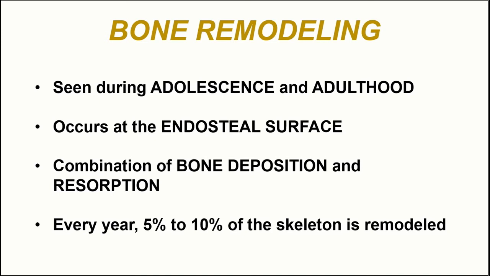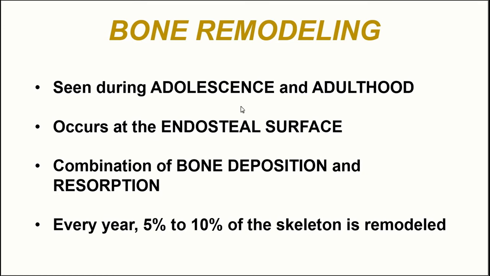Okay, so we've seen how bones grow in both length and width. Let's take a look at bone remodeling now. So bone remodeling is a process that's seen during adolescence and adulthood. And this is a process that occurs at the endosteal surface. So that means that this is occurring at the inner surface of the bone where the spongy bone is located and where the medullary cavity is located in long bones. And so this is happening on the internal surface of bones, not the external surface.